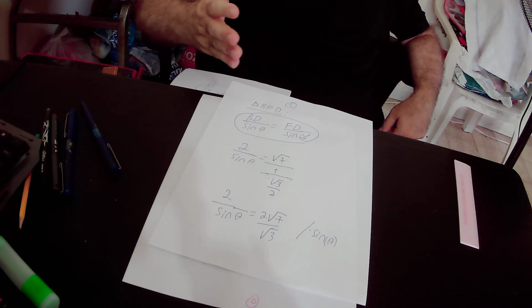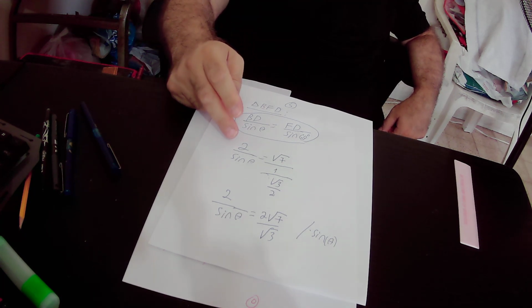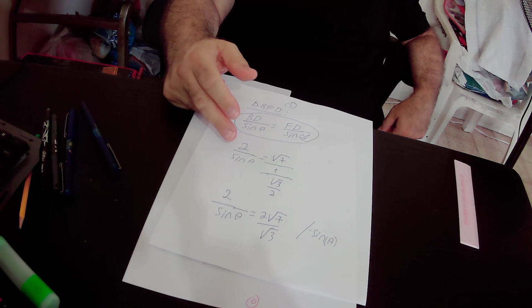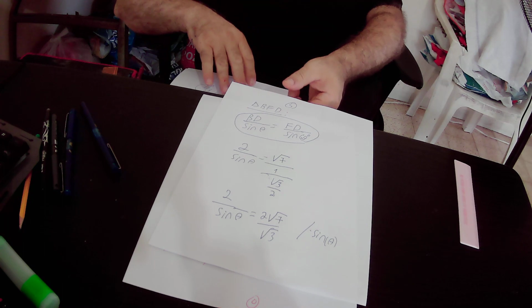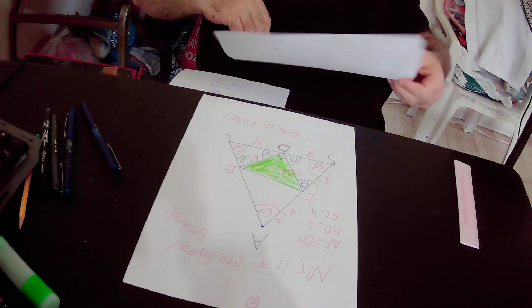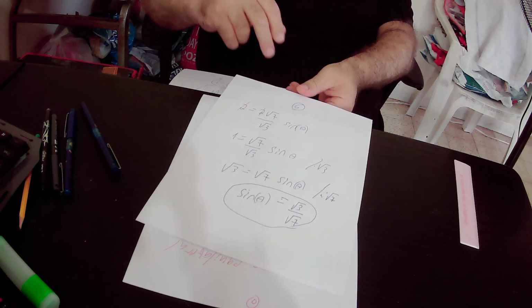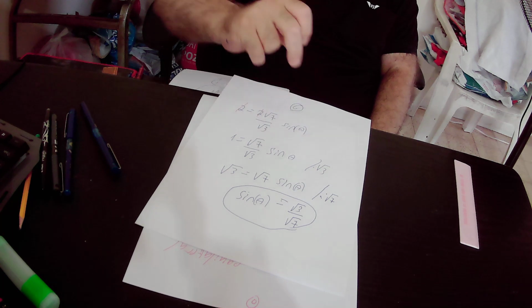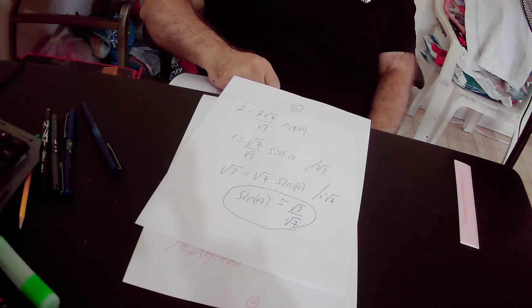So the only missing variable here is sine theta. We solved this equality and we found out that the value of sine theta equals root 3 over root 7.